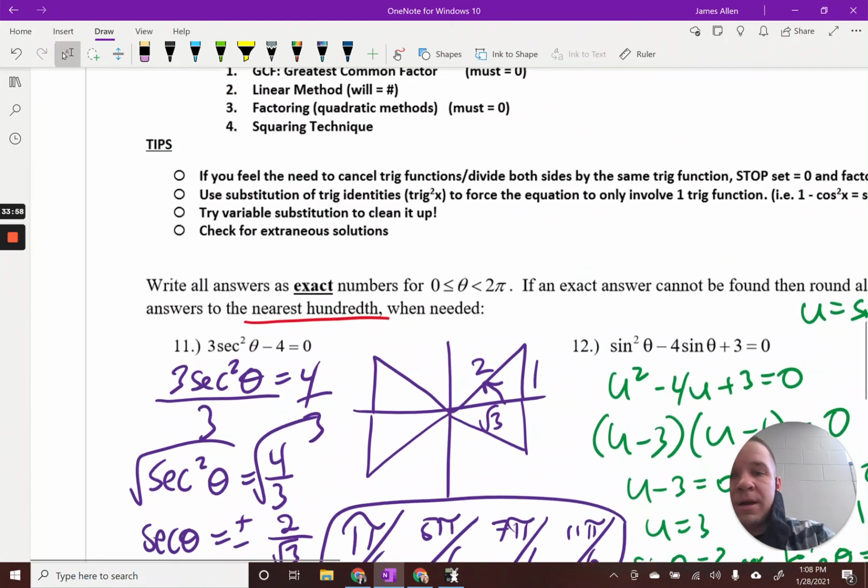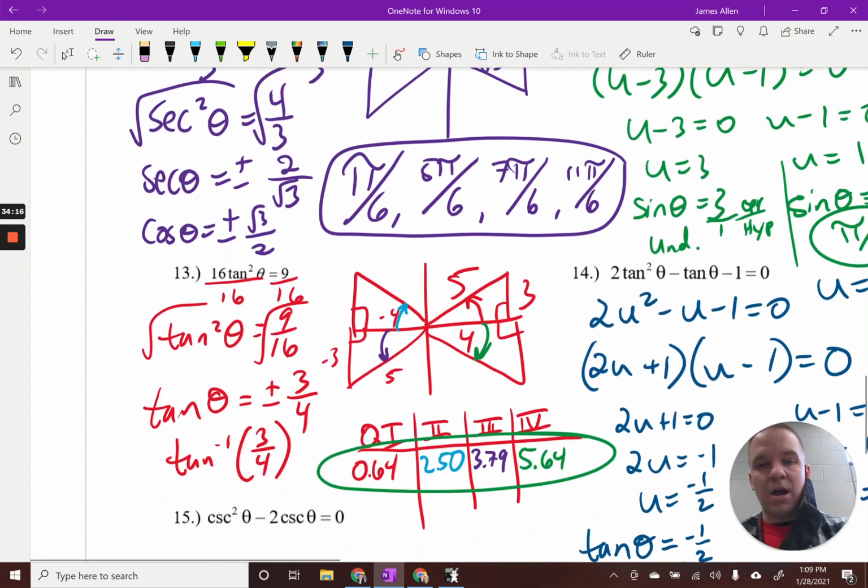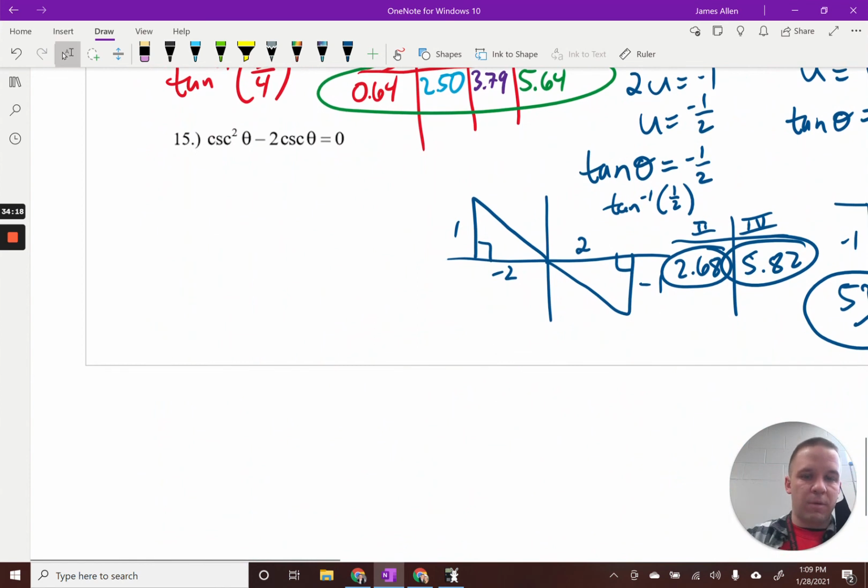And that was actually way back up here. If you feel the need to cancel trig functions or divide both sides by the same trig function, stop, factor, stop, collaborate and listen. Factor and set equal to 0. Do not cancel, because if you cancel out a trig function, that's like canceling out a whole possible solution. We don't know if the solution is going to work, but we should at least find out what it could be.